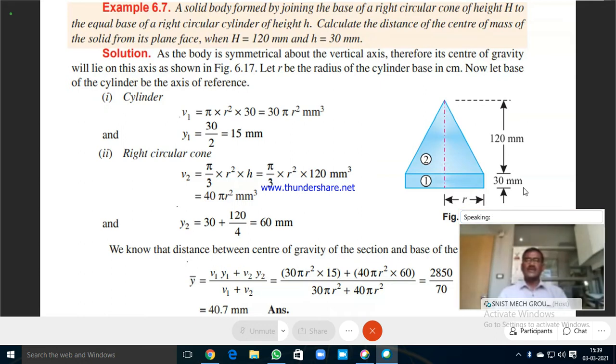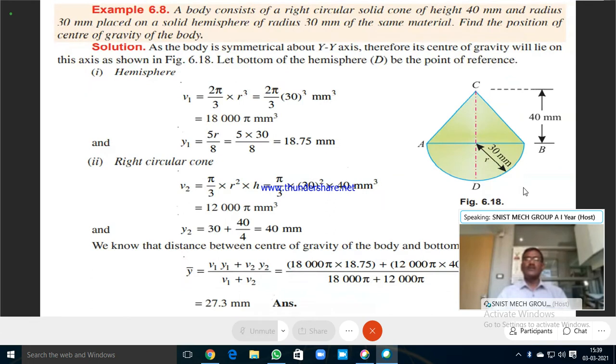Shall I proceed to next problem? Yes. Okay. Please note down, all of you. Please note down another problem. A body consists of a right circular solid cone of height 40 mm and radius 30 mm, placed on a solid hemisphere of radius 30 mm of the same material. Find the position of a center of gravity of the body.